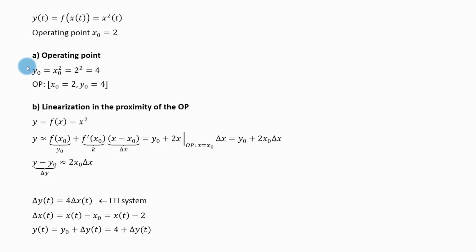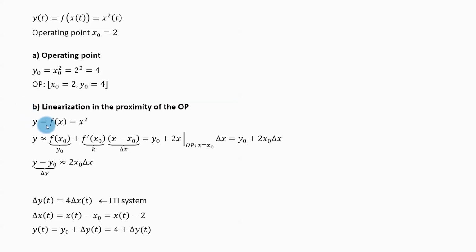I need to find what is the operating point at the output, which I will find by substituting this in here, which gives me this, which is equal to 4. So my operating point will be 2 at the input and 4 at the output. Now that I know the operating point, I can proceed with the actual linearization.